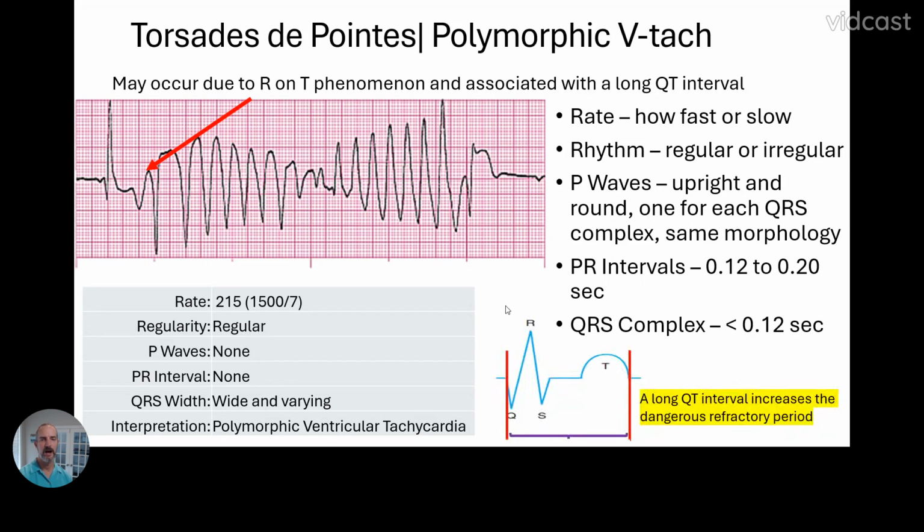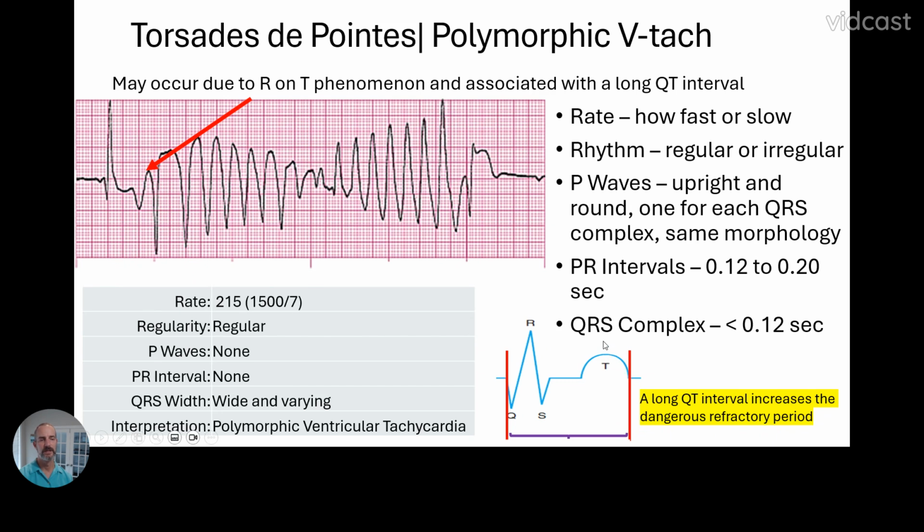Very quickly, the most common reason why someone goes into torsades is because they have a long QT interval, and that's what it looks like happened here. When you hear the phrase R on T phenomenon, it indicates that this R wave here occurred early. Remember those absolute and relative refractory periods I was telling you about a few chapters ago? This is a very dangerous portion of the EKG complex.